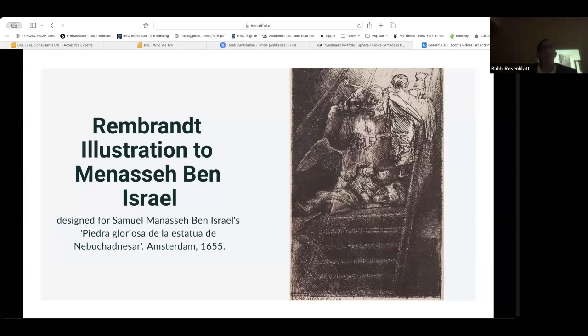I need to make a blessing over the Torah and looking at Rembrandt's sketches. But again, this was in conversation with Menashe ben Israel. So I think it's at least worth looking at.